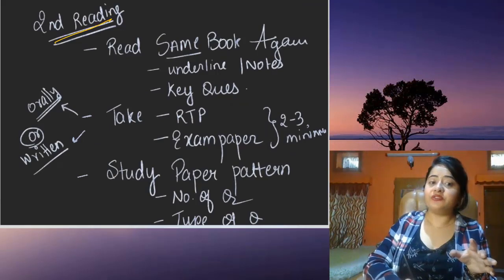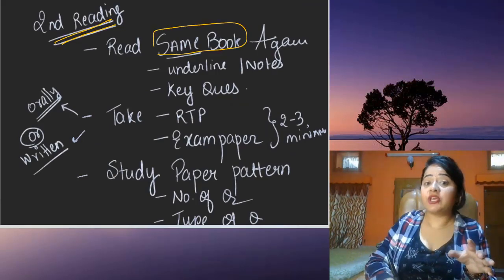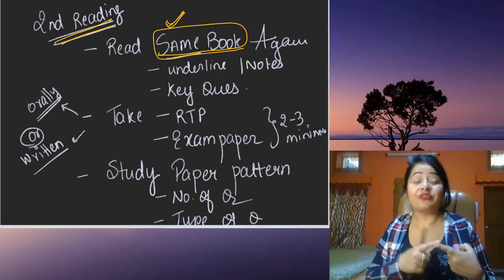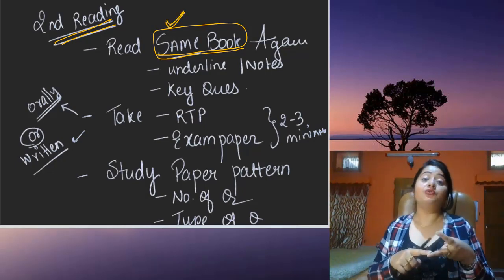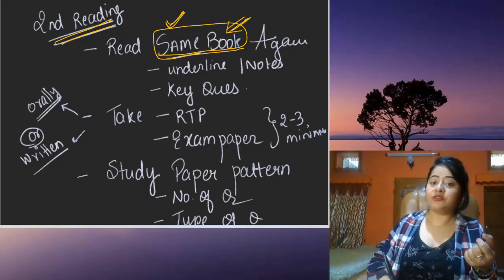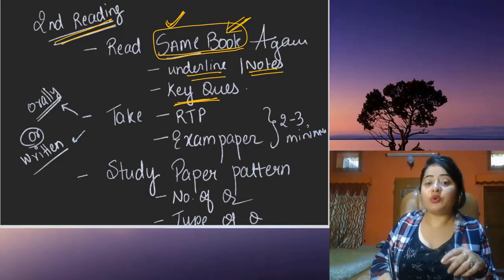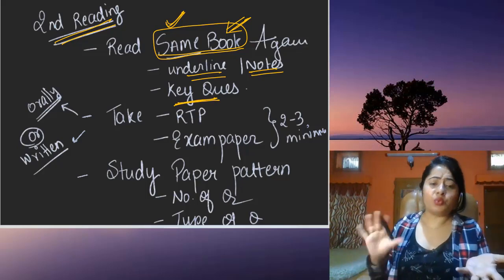In the second reading, read the same book. Do not change the book, because reading the same book is going to increase your chances of remembering the concepts. You will do fast reading. Use the same book, read the underlined things, read the notes. If you have marked any important questions, only read those questions.